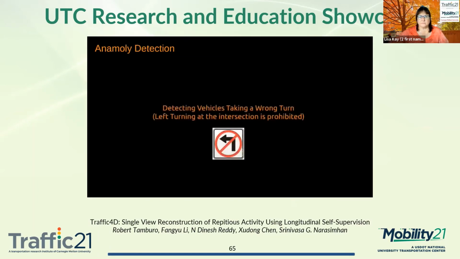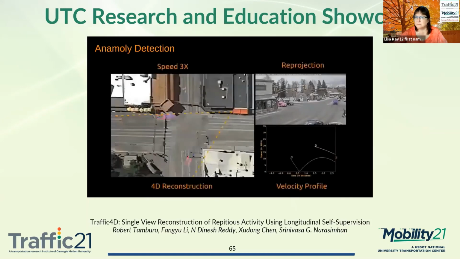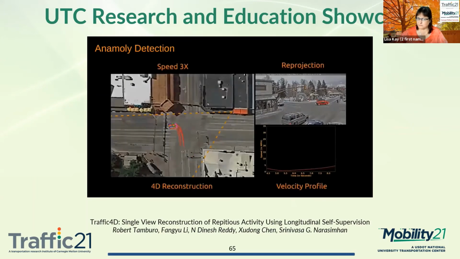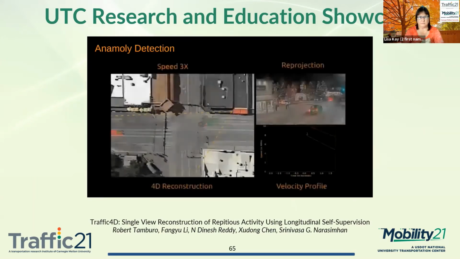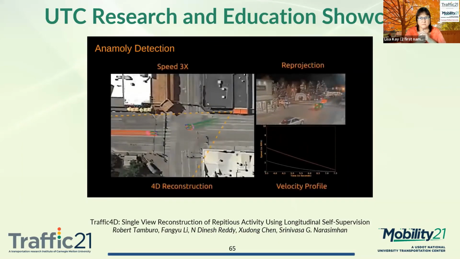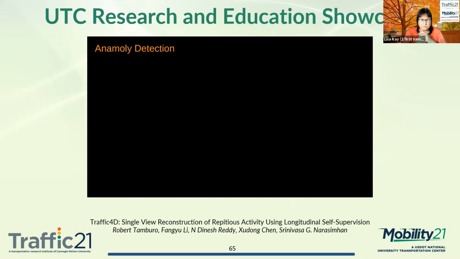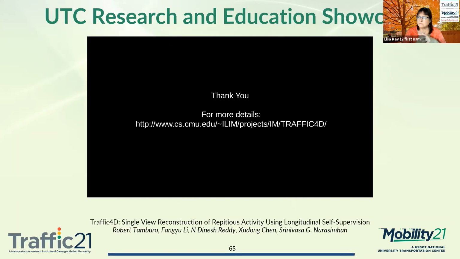Further, this information can be used to detect anomalies. Here we show a wrong turning car, and we are able to automatically detect such cases from all the car motions. Here we show a very close accident, and these kinds of anomalies can be automatically detected using our 4D pipeline.